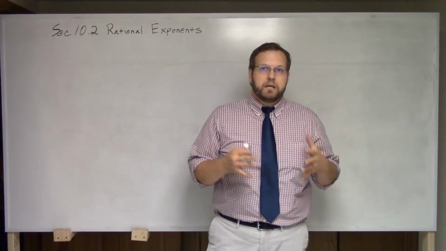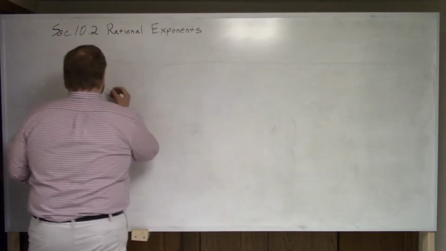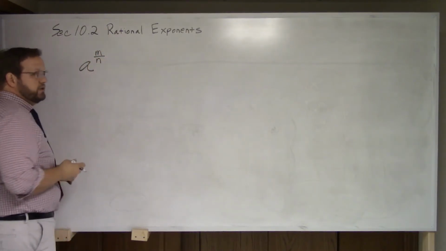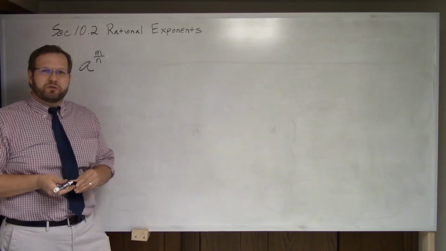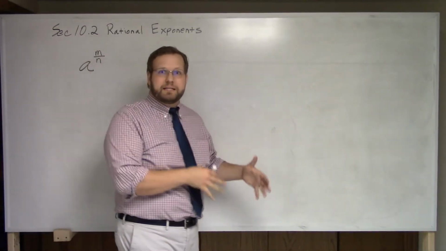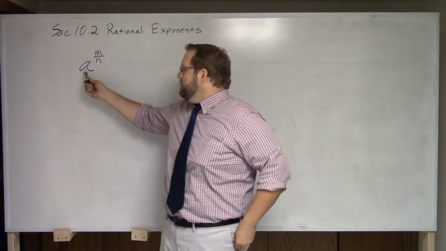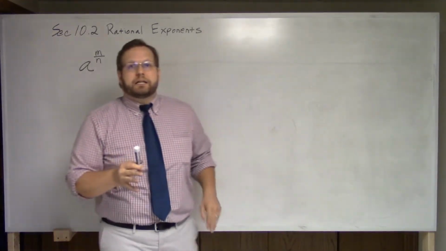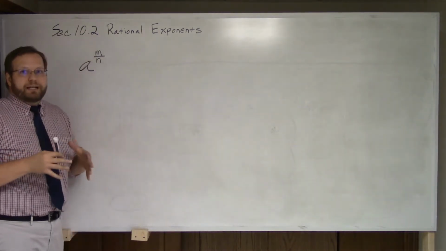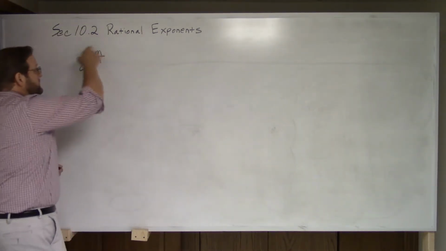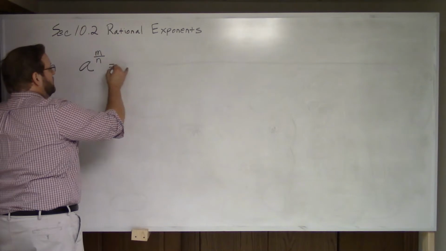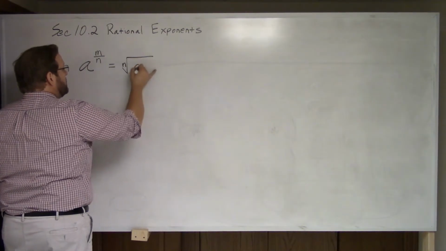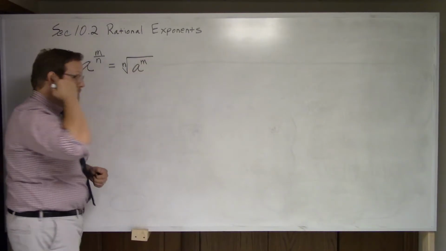So the first thing to do is lay out this notation. Because remember, an exponent tells you to multiply that base by itself that many times. How would I multiply a base by a fractional amount of times? What that really does is it creates another way of writing a radical. This right here means the same as the nth root of a to the m.